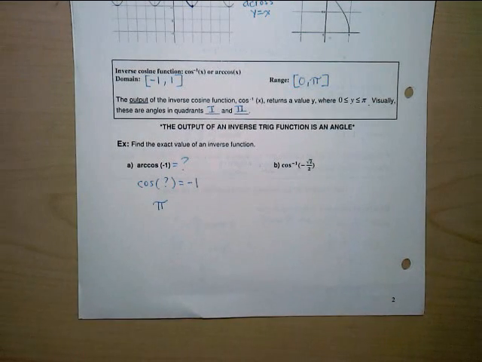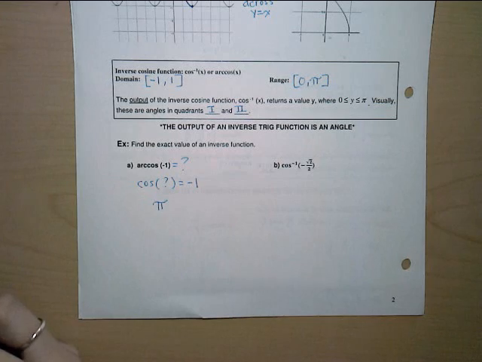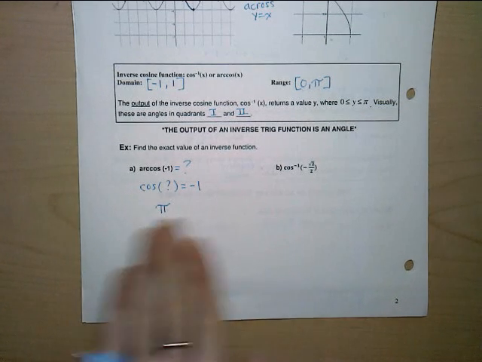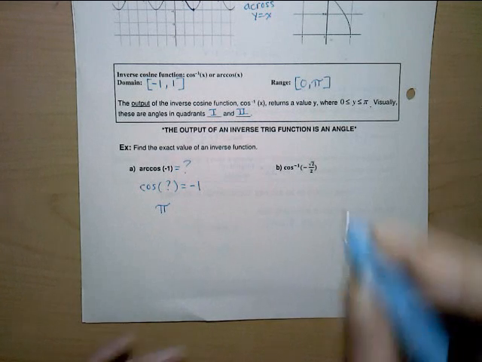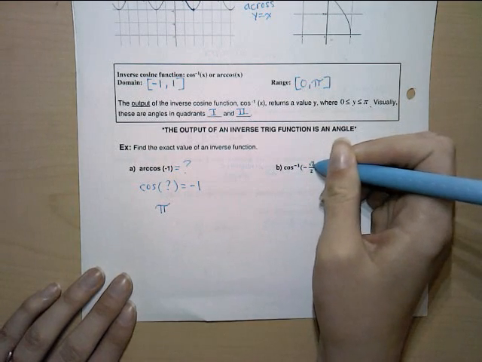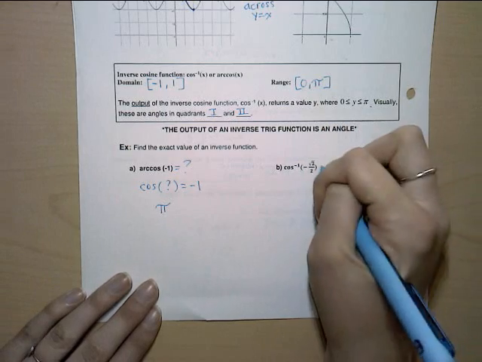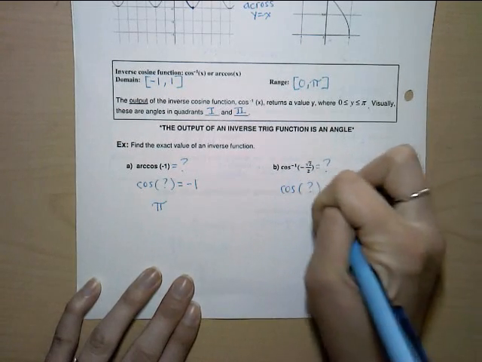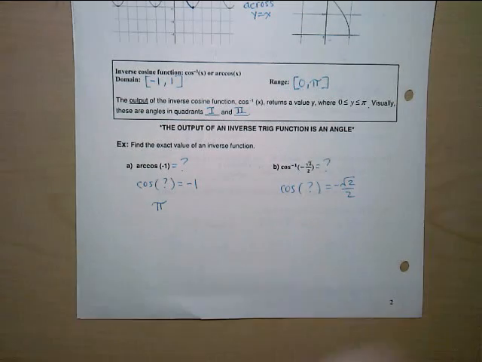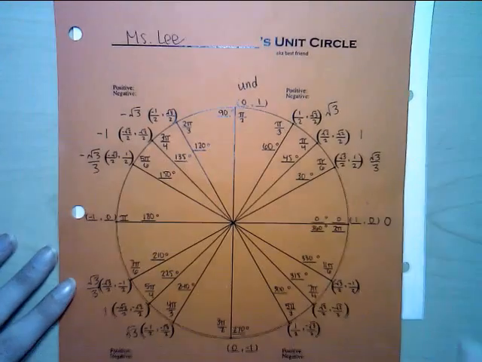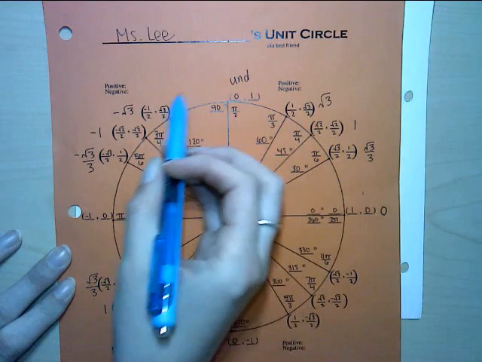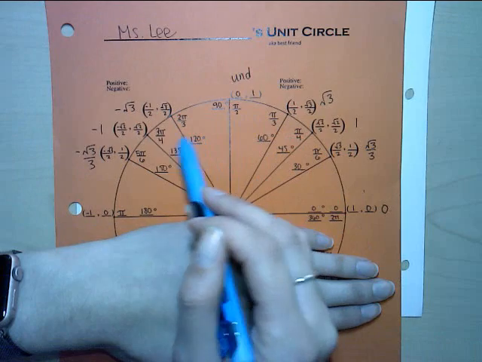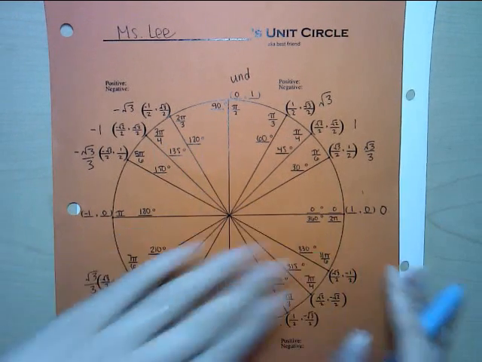I do want you to answer these in radians, not degrees, so that we can keep practicing, but technically that's the same as 180 degrees. And then inverse cosine of negative root 2 over 2. So where does cosine equal root 2 over 2? Sorry, negative root 2 over 2. So if we look, here it is. Again, I'm ignoring the bottom half. So my answer would be 3 pi over 4.